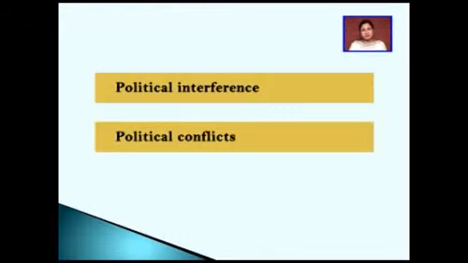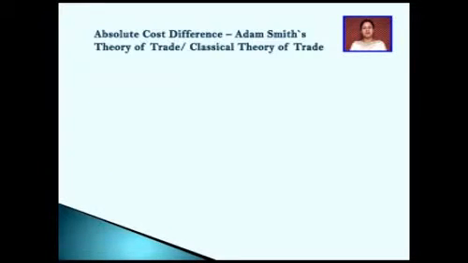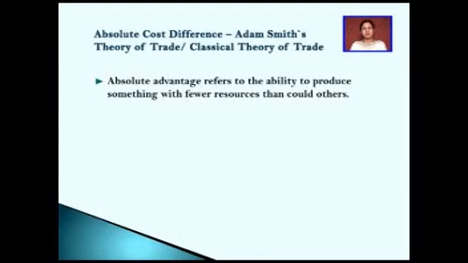After looking into the advantages and disadvantages of international trade, let's look into the different bases for international trade, or what are the grounds which provide a need for international trade. To understand the need and the basis of international trade, we have to go through three different theories given by famous economists. We have the classical theory of international trade, which was given by Adam Smith, and it is also known as the absolute cost difference theory.